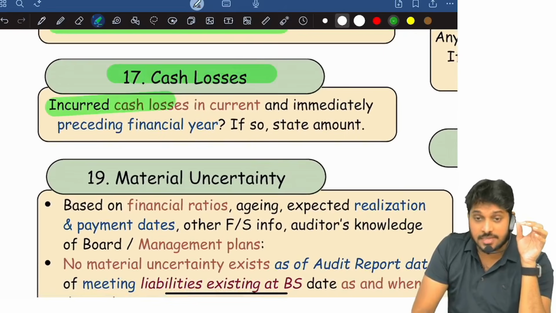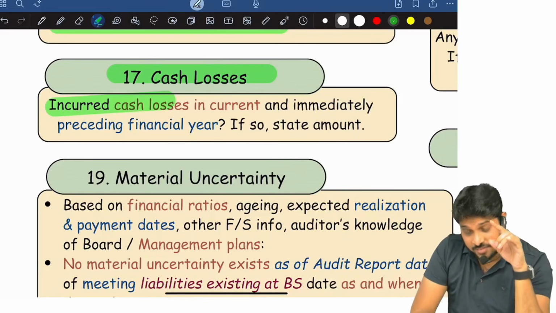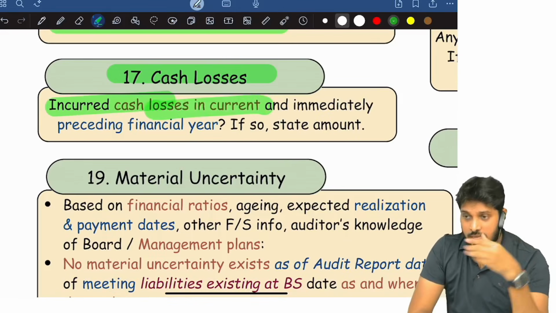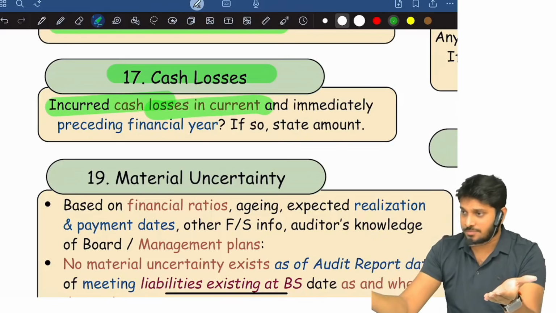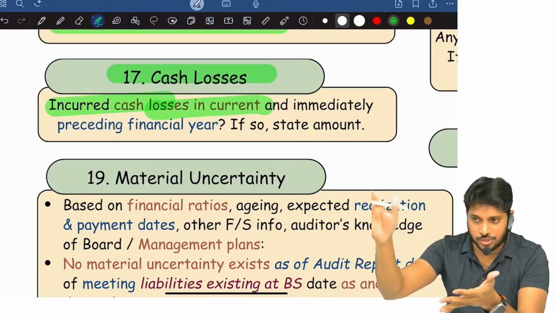Next, cash losses. Did the company suffer losses in the current year, and have they suffered cash losses in the current year? See, as per the P&L account, the figure might be a loss, but if you add back depreciation, it is a profit, for example, which means there is no cash loss. Are you getting it?